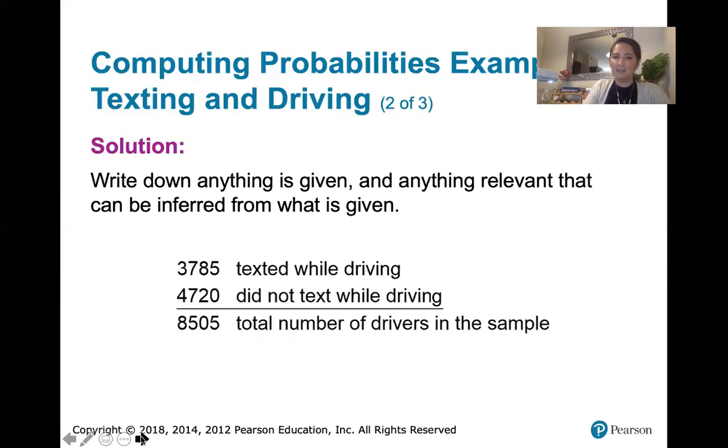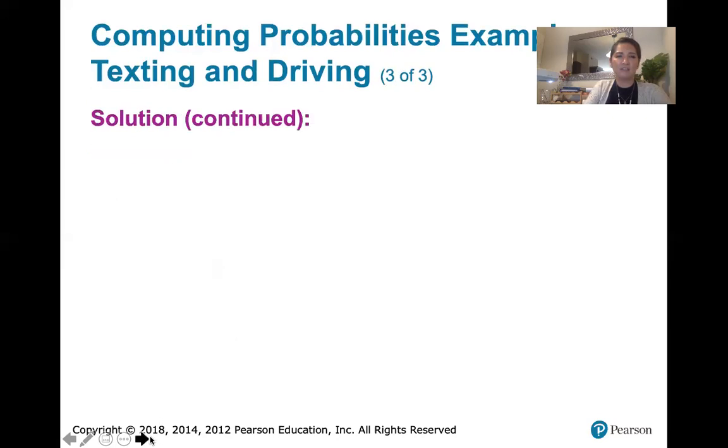Now, when you're asked what is the probability that somebody texted while driving, you're going to take this number that texted while driving, and you'll divide by the number of drivers in the sample. That's the same as the number of times that procedure was run. Now, this is another relative frequency approximation because we're using past data, and we're seeing the number of times that somebody texted while driving out of the total number of drivers that we were interested in. But you gotta be really careful. Don't just divide the 3,785 by this. Make sure you know what you're looking at first.